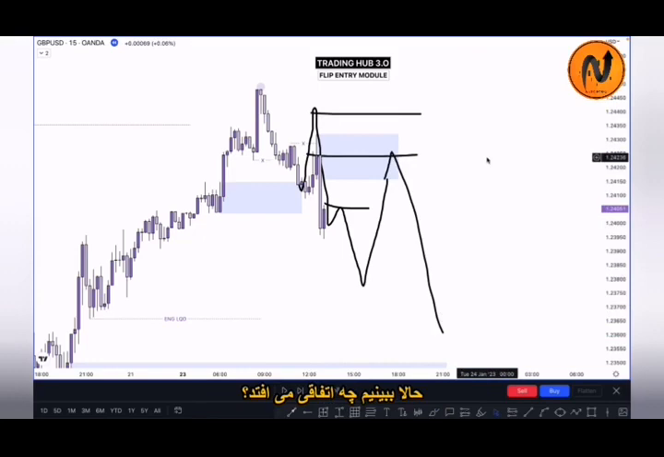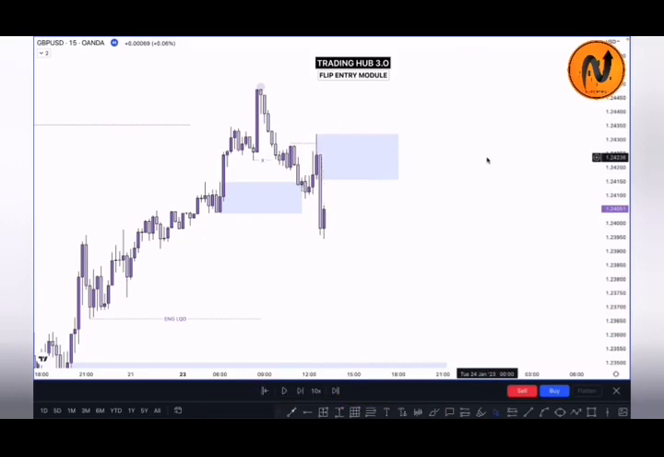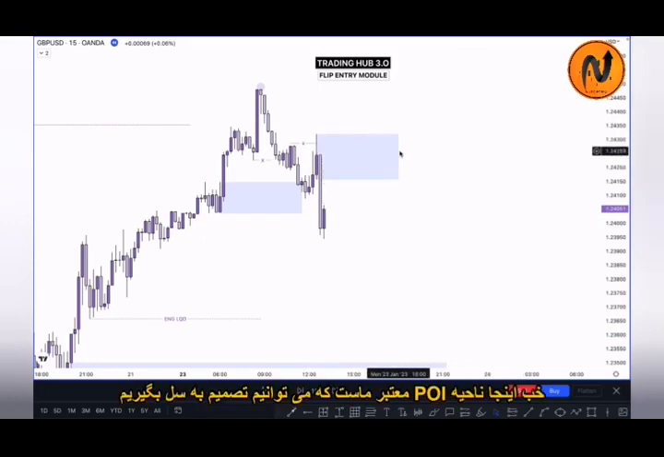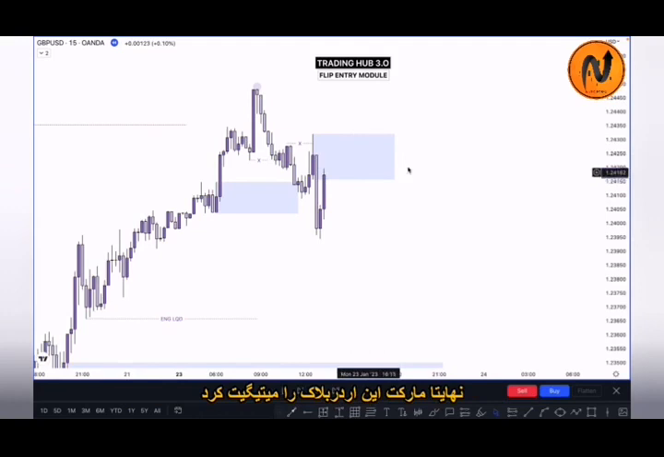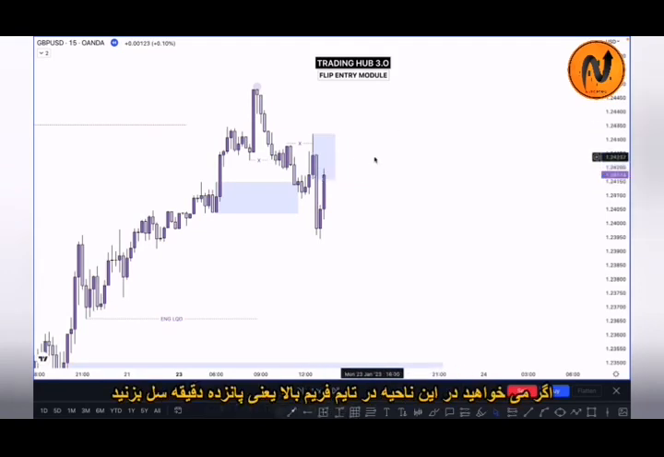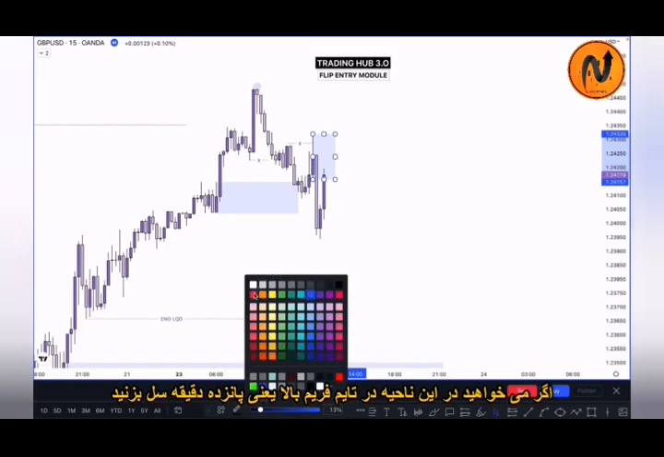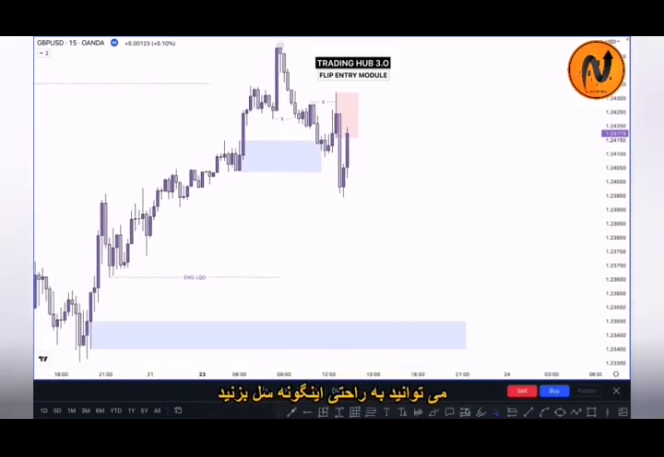Now let's see what happened next after this one, okay? So this becomes our valid PY where we can take a decision for the sell, right? So let's see what happened next here. So finally the market mitigates this order block. If you are willing to sell here in a higher time frame, as per your 15-minute time frame, then definitely you can sell here like this, okay?